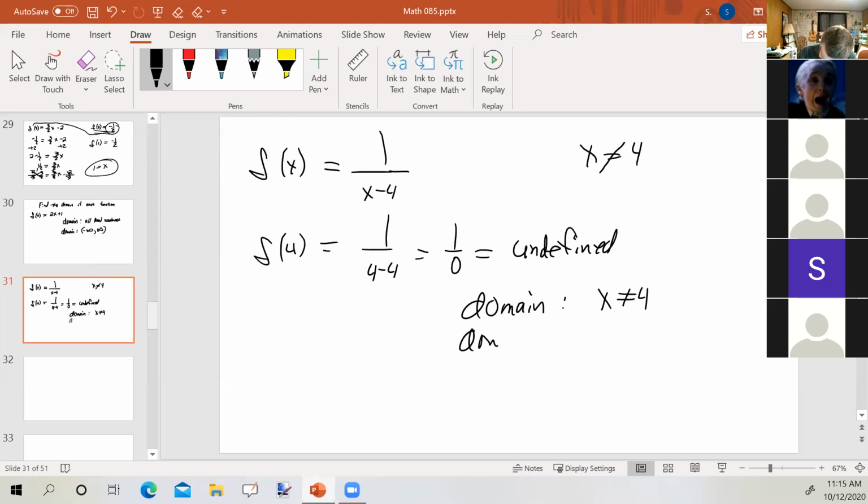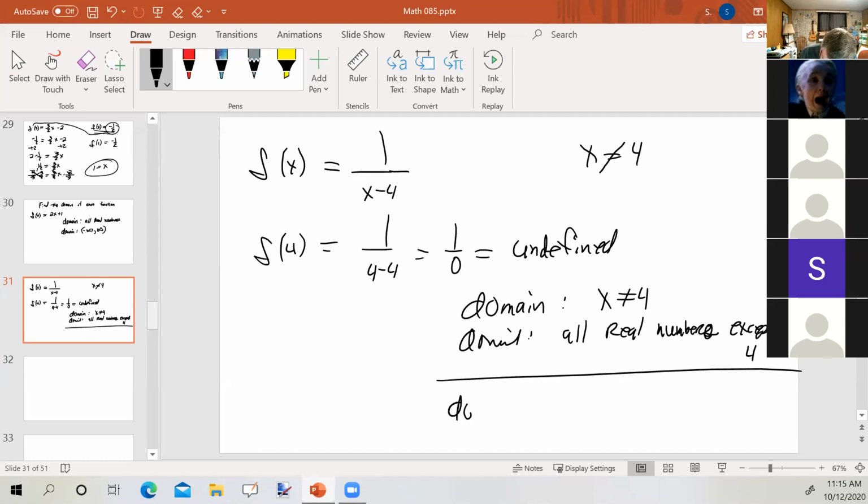Or you could say all real numbers except 4. In interval notation, this is where things get a little tricky. It would be everything from -infinity up to but not including 4, in union with everything after 4 going on up to positive infinity. Now, what's going on there?